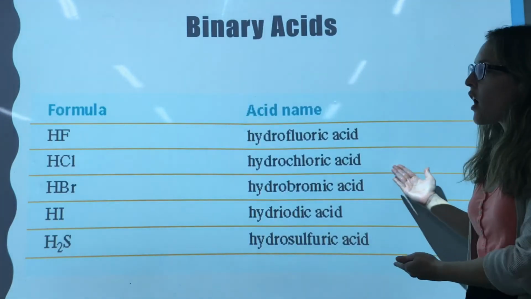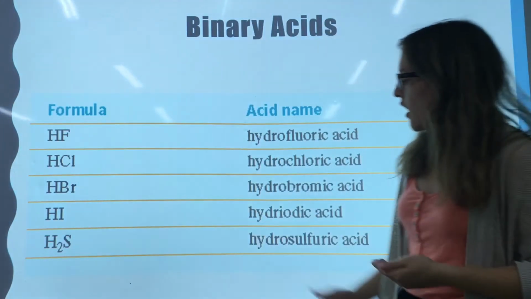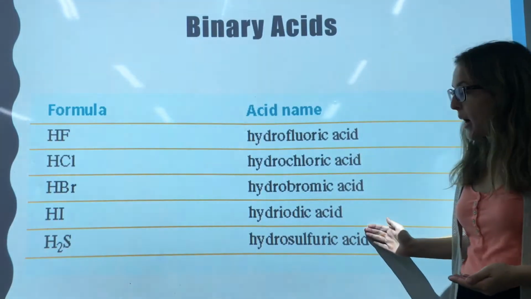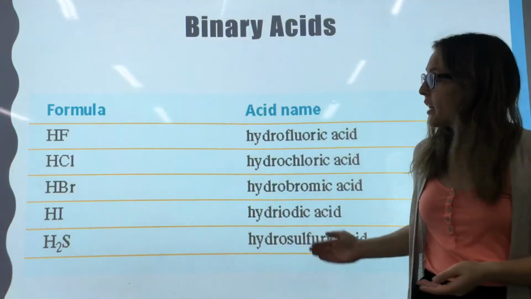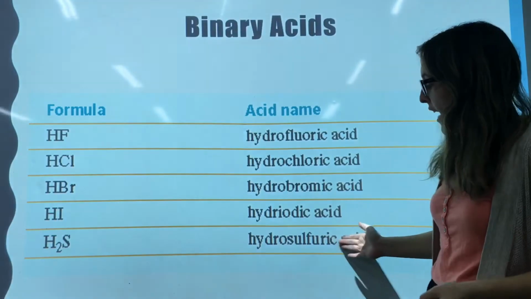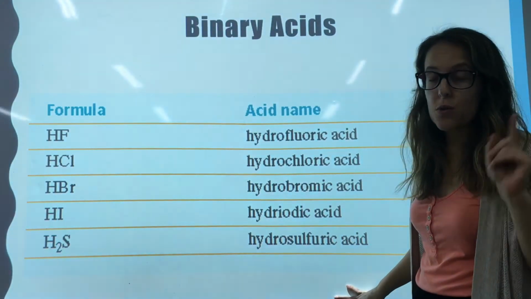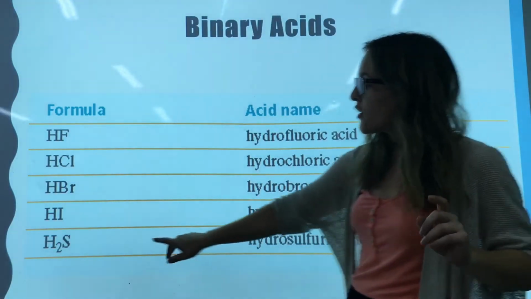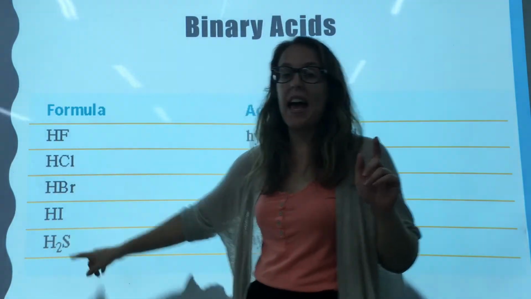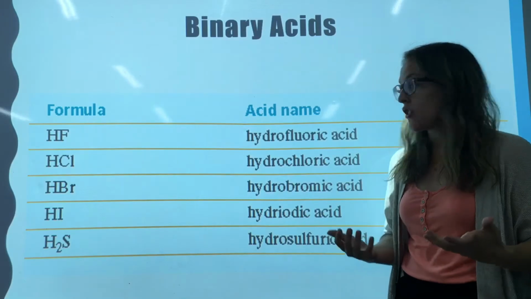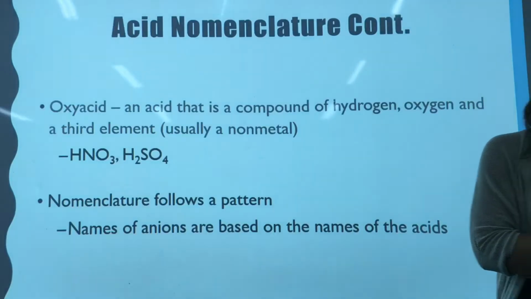So, once again, here are the formulas along with the names of binary acids. The only one here not mentioned on the slide prior is hydrosulfuric acid, not to be confused with just sulfuric acid. So hydrosulfuric is H2S, also known as hydrogen sulfide.